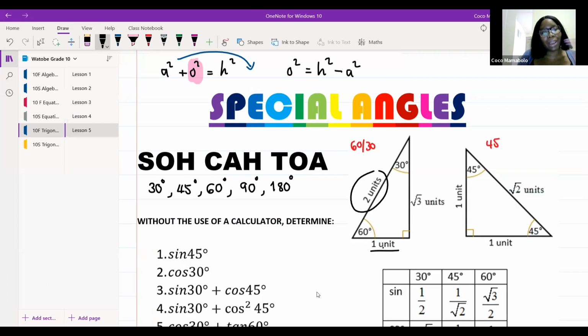If I put this into my calculator, what is my hypotenuse side? It's 2 squared minus 1 squared. And in order to find my opposite, I have to take the square root of this. So if you punch this into your calculator, it will give you the square root of 3.